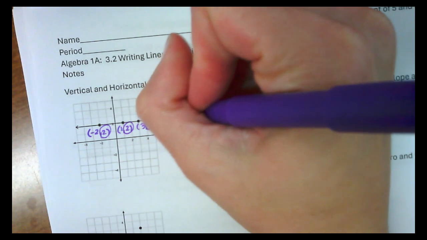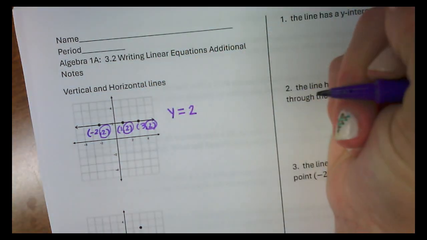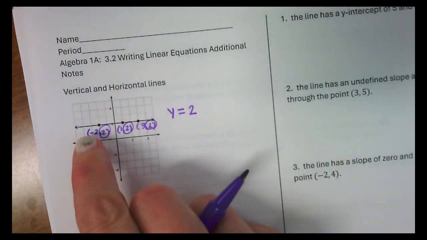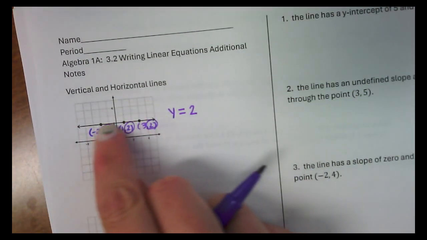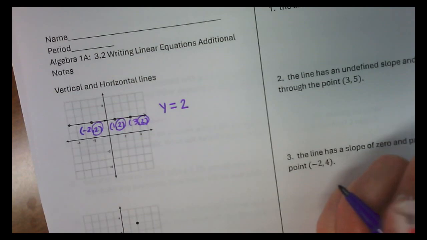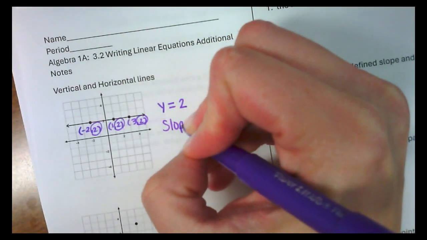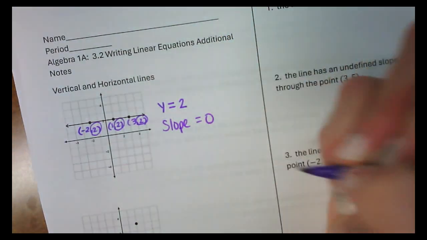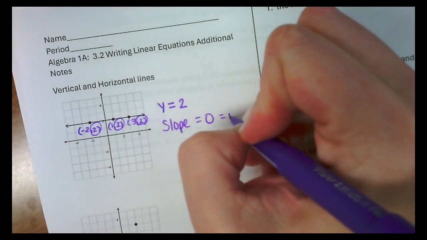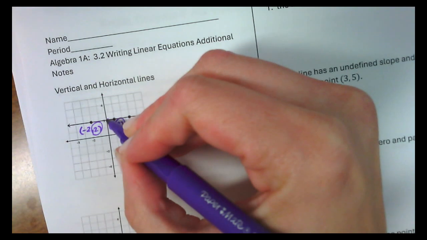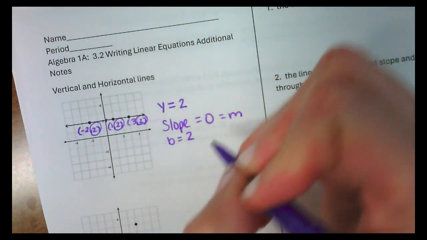The equation of this line is just y equals 2 because it passes through the y value of 2 and the y value never changes. This line has a slope equal to 0. Okay, so this is my m. My b is also 2.